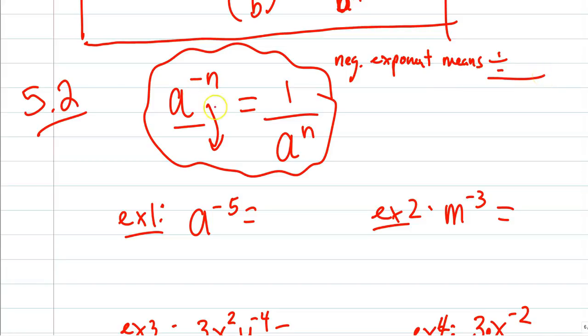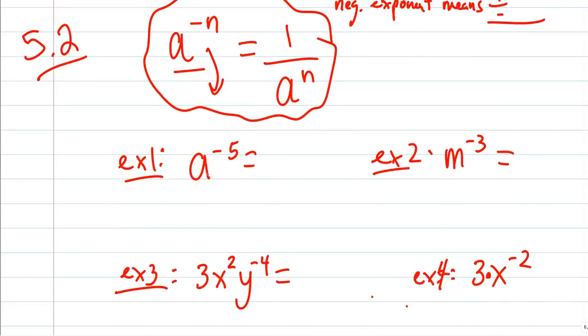So a to the negative n, we bring it down, and it means 1 divided by a to the n. Instead of multiplying by a to the n, we are dividing by a n times. So a to the negative fifth does not mean a times itself 5 times. It means take this, move it down, and instead of multiplying by a 5 times, we are going to divide by a 5 times.